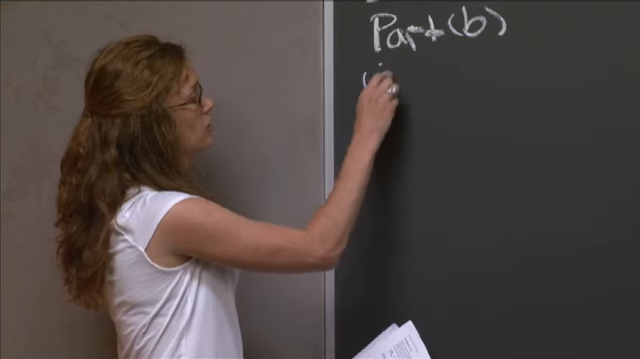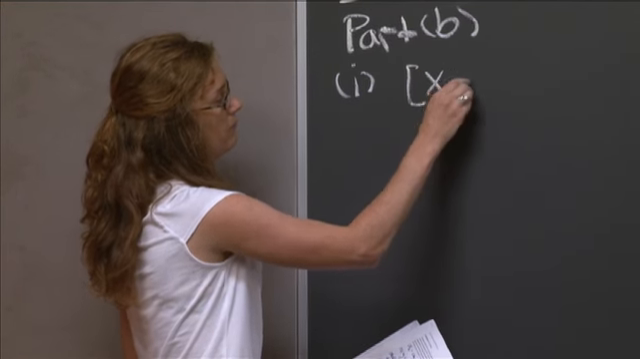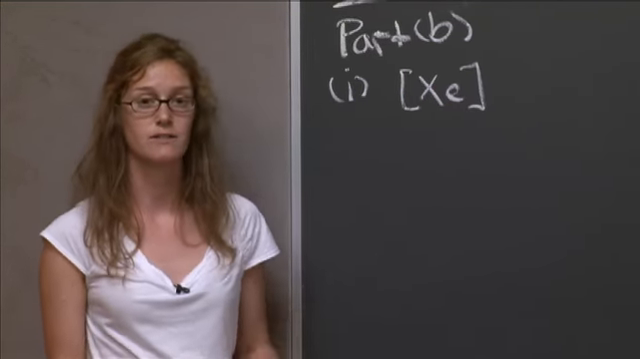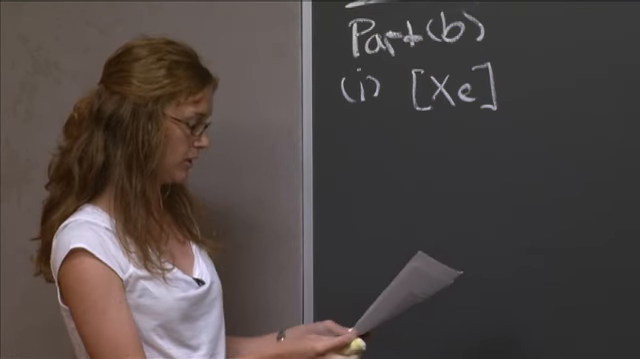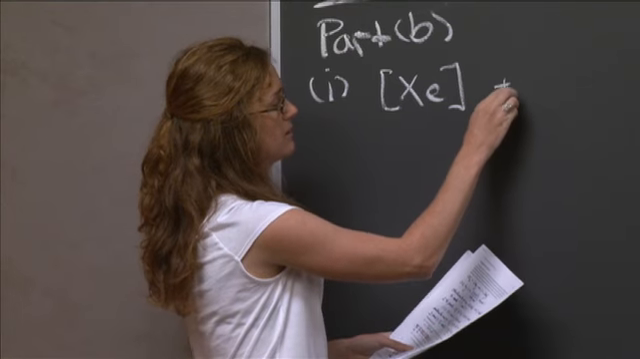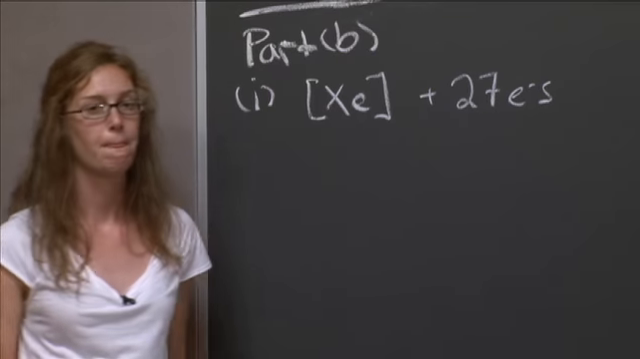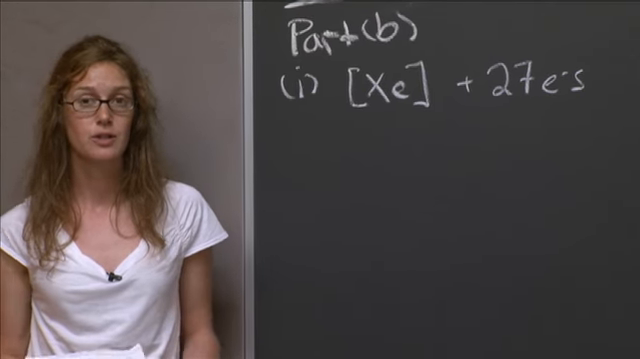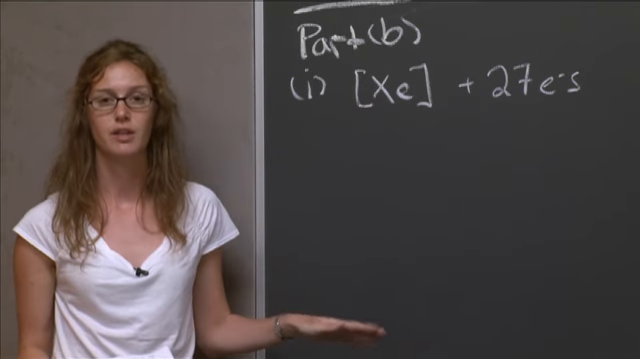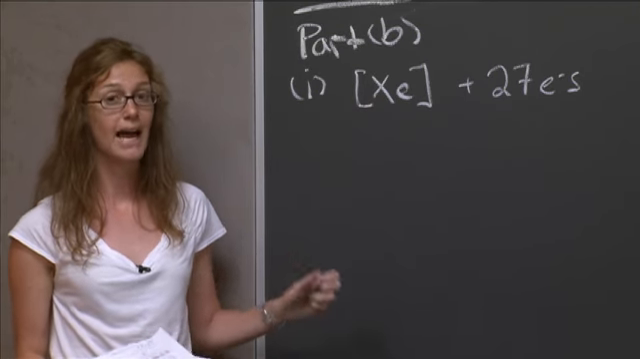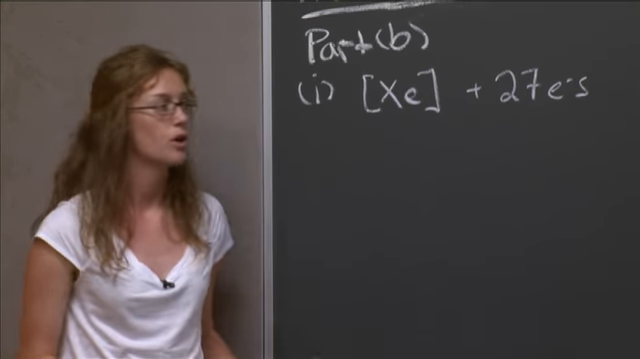So the first one has the electron configuration of xenon. So this is the noble gas configuration, plus what turns out to be 27 electrons. One way you can do this is to go to xenon, which is in the 5th row of the periodic table, and count through 27 electrons.